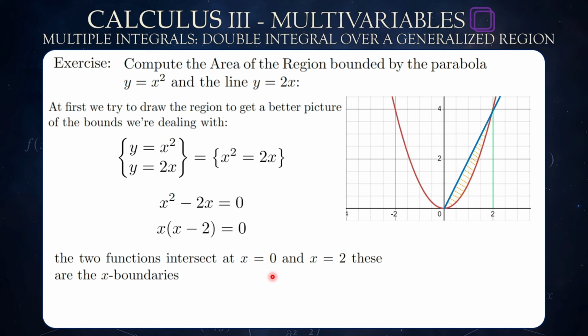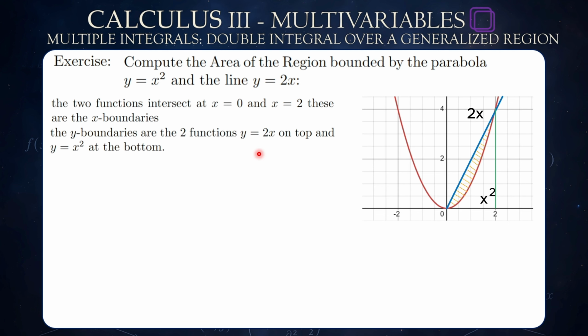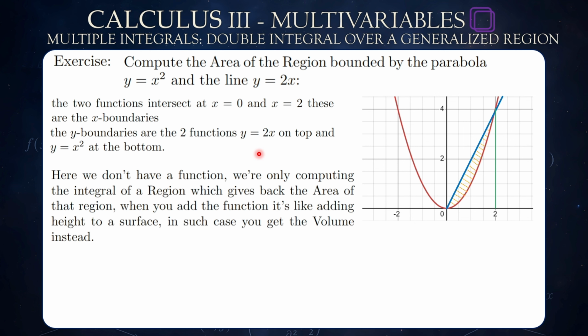As for the y boundaries, y is simply bounded between the lower function and the upper function, which is y equal x squared and y equal 2x. These are the y boundaries. So y equal 2x on top and y equal x squared at the bottom. Let's get the square integral. At first, here we don't have a function, we're only computing the integral of a region, or the area of a region, which gives us back the area of that region without the volume. So when you add the function f(x, y) to the integral, you are adding the height to a surface. In such case, you get the volume instead.